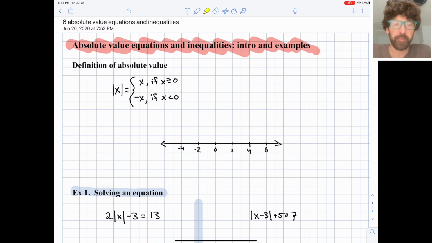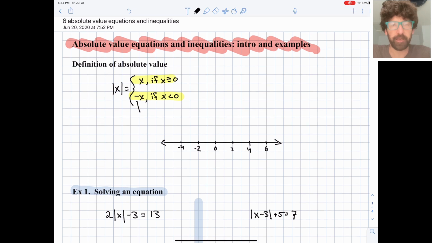And in a little more formal mathematical sense, it has two pieces. It's called a piecewise function. And so the absolute value of x is equal to just x itself if x started out as being positive or 0. And separately, the absolute value of x is equal to negative x if x started out as being negative. And a lot of people are often confused about that negative sign right there.